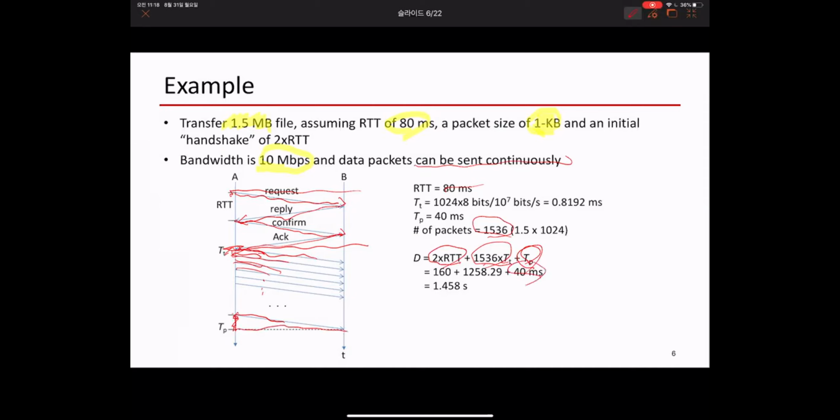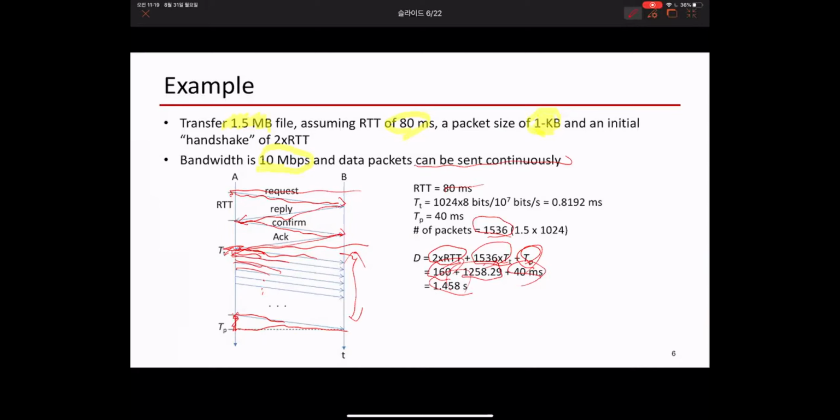Then it is 40 milliseconds plus 160 milliseconds plus the middle chunk. Therefore, it takes about 1.458 seconds. Clear?